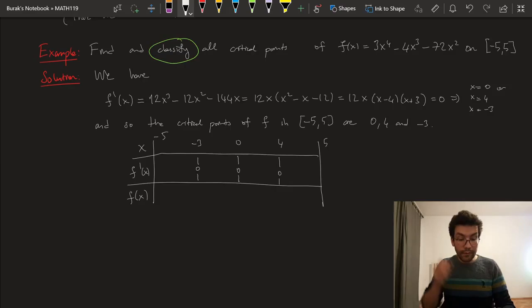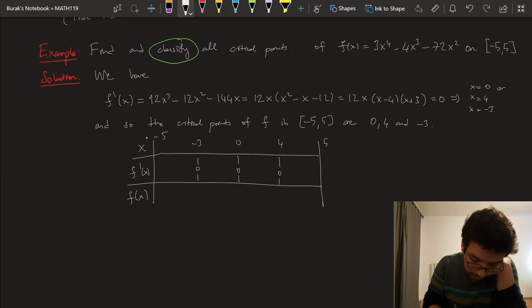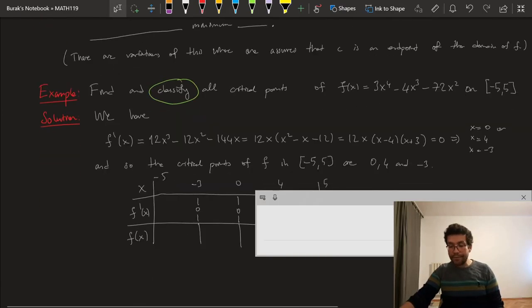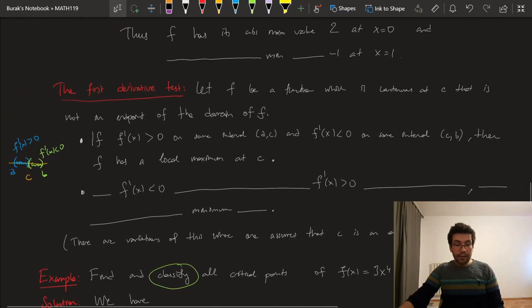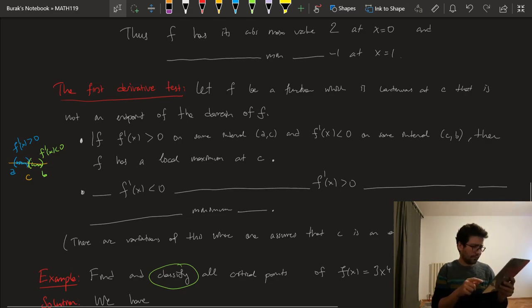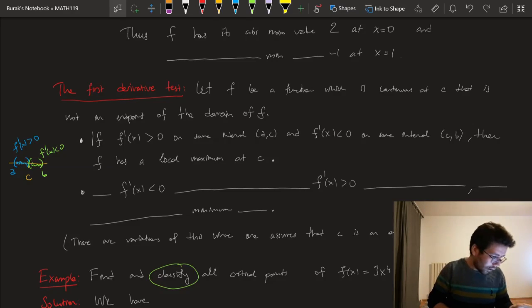Okay? And then I will try to figure out the sign of the derivative. Why do I want to do that? Because if you look at the first derivative test, it tells you something about a local maximum or local minimum by looking at the sign of the derivative on the left of this local maximum and on the right of this local maximum. Okay.